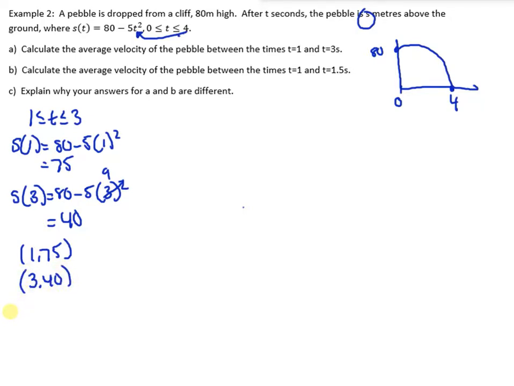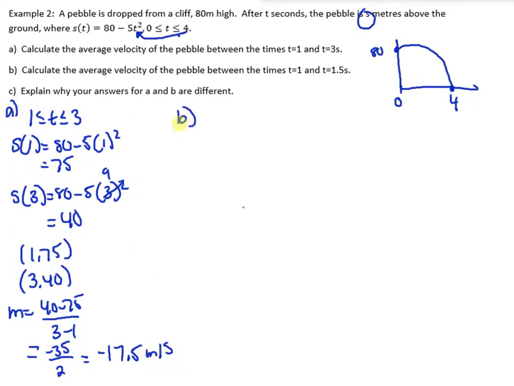So let's find the average velocity. Let's go 40 minus 75 over 3 minus 1, negative 35 over 2. Yeah, so negative 17.5. And what is it measured in? Meters per second. Yes, meters per second. Okay, so that would be for A.